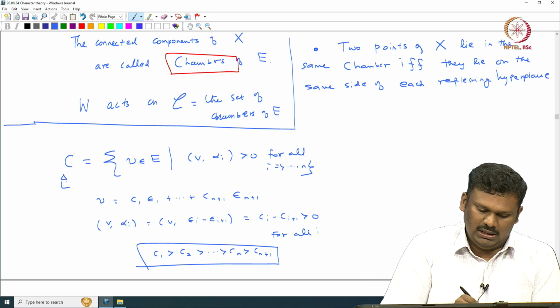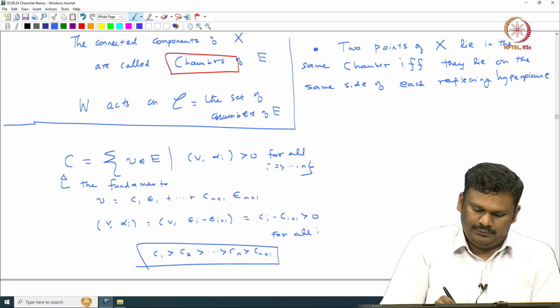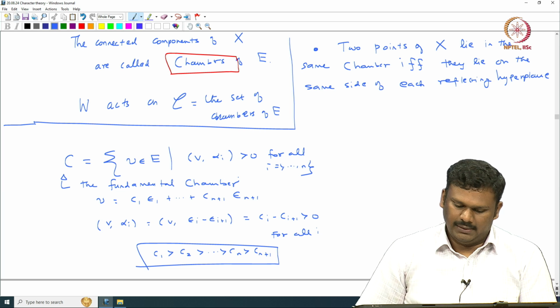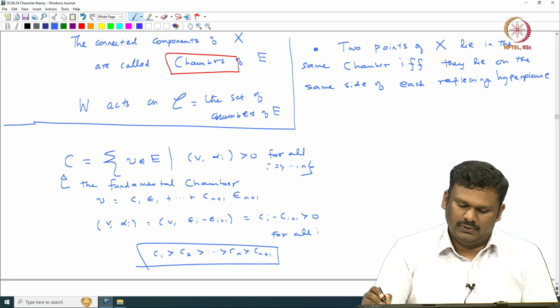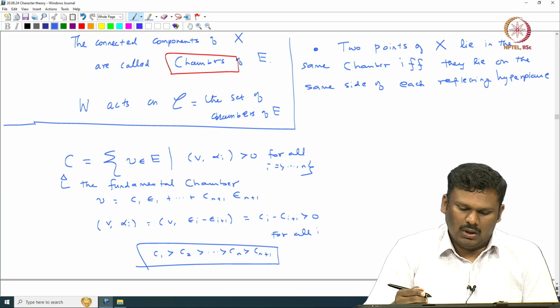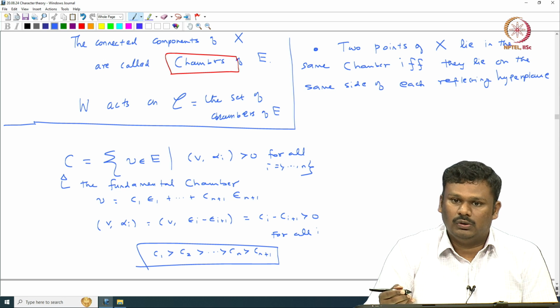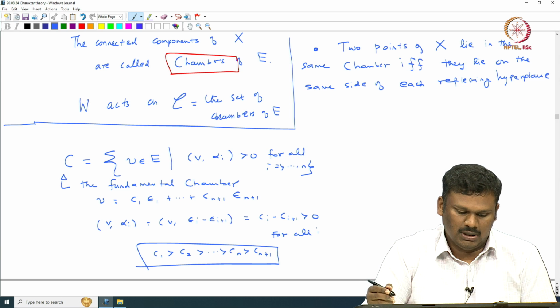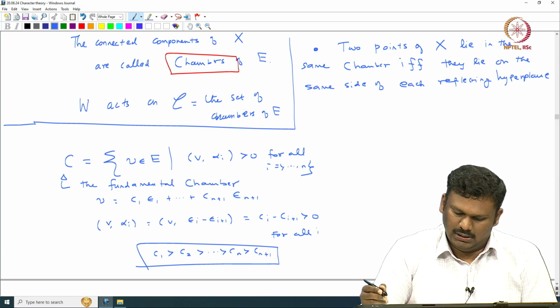So, this C is called the fundamental chamber. We will prove in a minute that this is indeed a chamber, and that the Weyl group acts on the set of all chambers simply transitively. So, you will be able to get all other chambers by applying the Weyl group elements on C. Now let us actually look at why this is indeed a chamber.